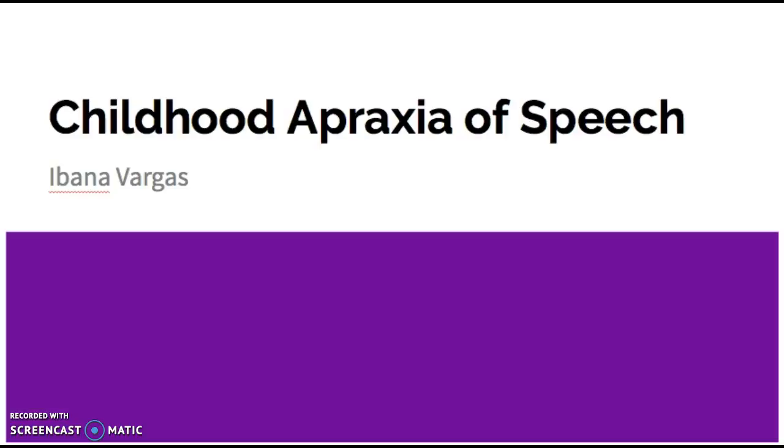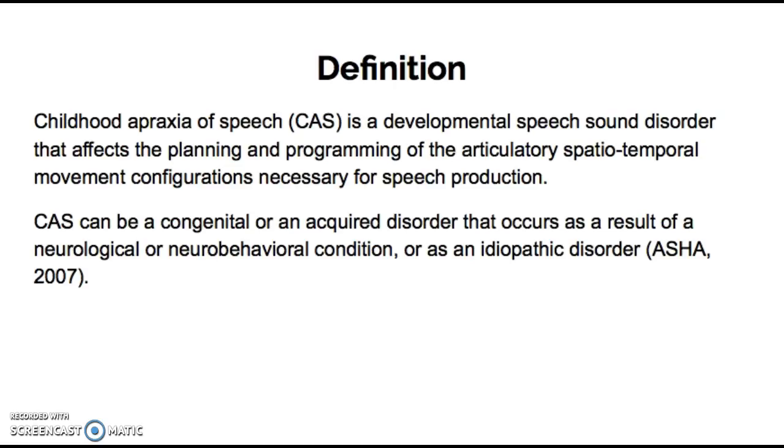Hello everyone, this is childhood apraxia of speech. CAS is a developmental speech sound disorder that affects the planning and programming of the articulatory spatiotemporal movement configurations that are necessary for speech production. CAS can be a congenital or an acquired disorder that occurs as a result of a neurological or neurobehavioral condition or as an idiopathic disorder.